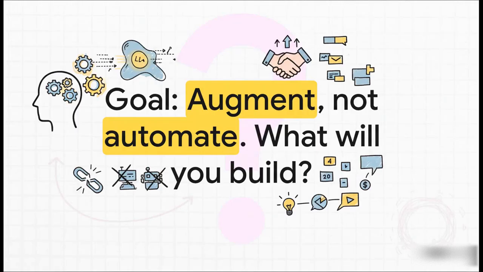And that really leaves us with this final thought. When you reframe your goal, when you shift from trying to automate a person's job to trying to augment their skills, from replacing an expert to empowering them, it just unlocks a whole new universe of possibilities. It's a more collaborative, more effective, and honestly, a more human way to build things. So, what will you build?